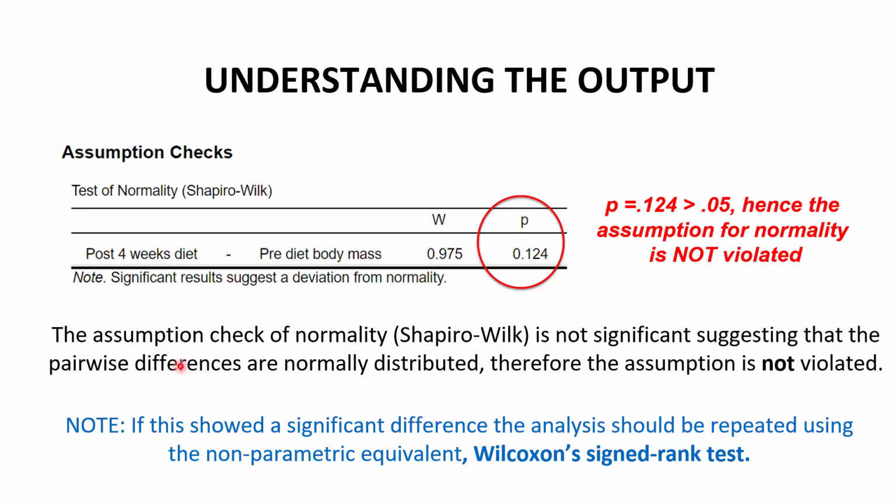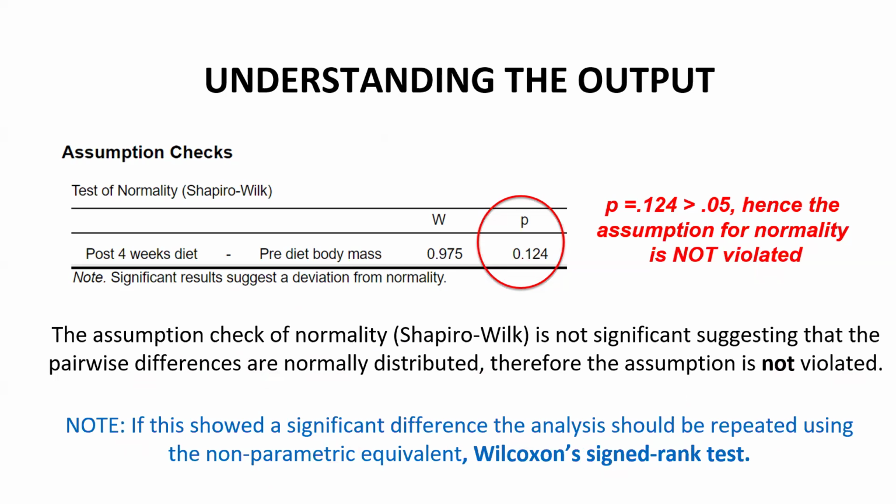Okay, so the assumption check for normality under the test of normality table is not significant because the p-value is greater than 0.05, suggesting that the pairwise differences are normally distributed. Therefore, the assumption is not violated. Take note, if this showed a significant difference, the analysis should be repeated using the non-parametric equivalent, which is the Wilcoxon signed rank test.